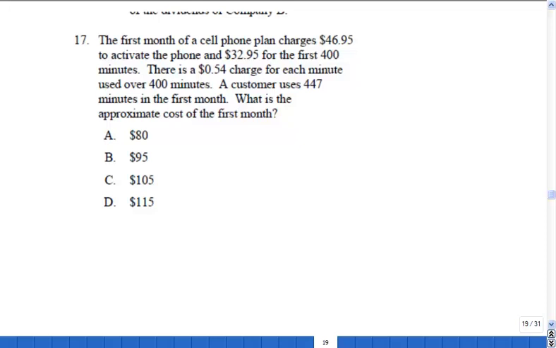Problem number 17. The first month of a cell phone plan charges $46.95 to activate the phone and $32.95 for the first 400 minutes. So it sounds like you have a cell phone plan that will cost you $46.95 to activate it, and you will have a monthly plan of 400 minutes that's going to cost you $32.95. There is a $0.54 charge for each minute used over 400 minutes.